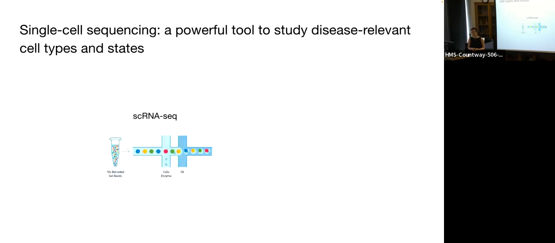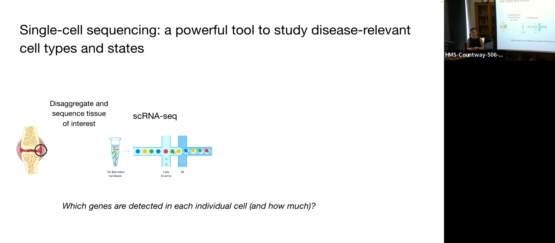And so single-cell sequencing has become a very powerful tool to understand the immune system and the cell types that drive diseases. The most common method for this is single-cell RNA sequencing, which lets us measure the RNA within individual cells. Starting with a sample of interest, say synovial joint tissue from rheumatoid arthritis patients, we can isolate the individual cells into tiny droplets, reverse transcribe the RNA into DNA, which we can then sequence to get a readout for how much of each gene is detected in each individual cell.